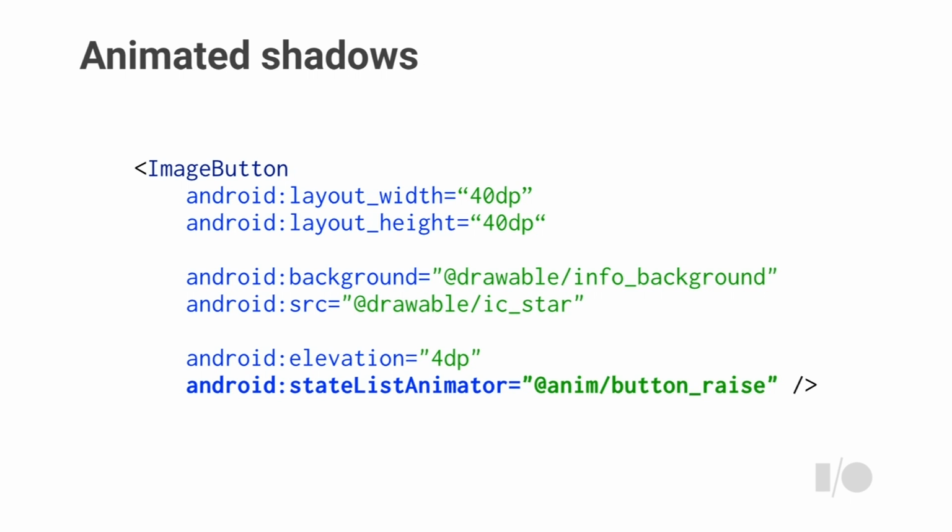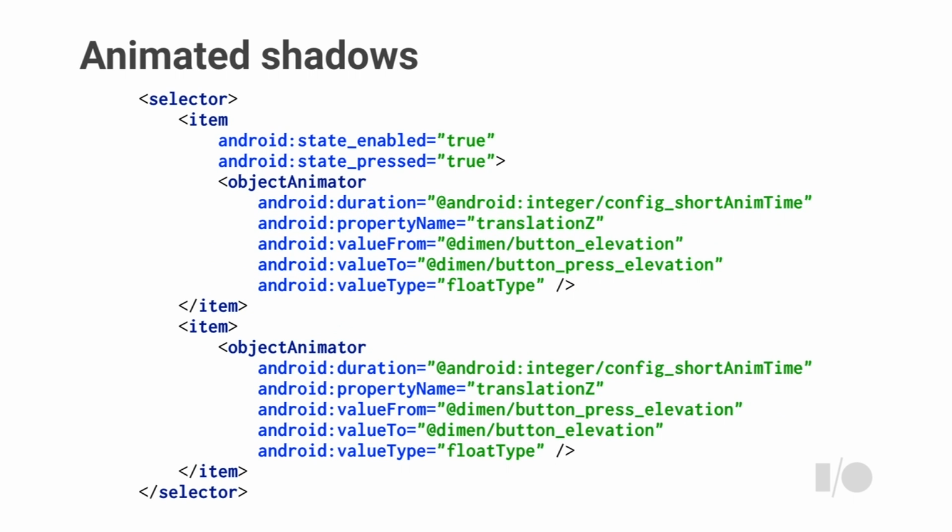So you can use a simple state list animator. The button that we just saw in the video is a simple image button. You specify a state list animator. It's a resource that lives in the anim directory, and that resource looks like this. If you've used selector drawables before, if you've created custom drawables for buttons, this looks very familiar. The difference is that inside the items of the selector, instead of putting drawables, you just put object animators.